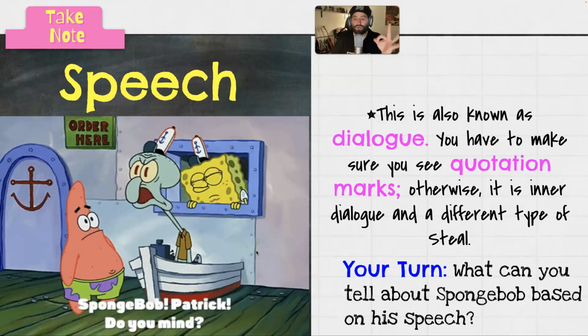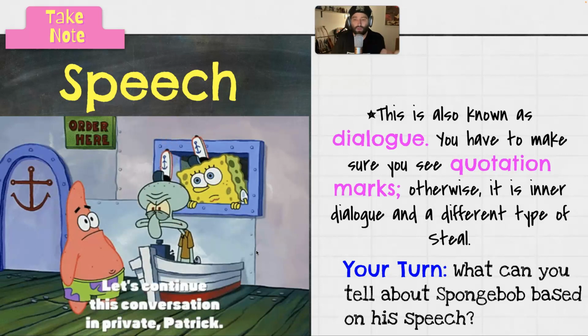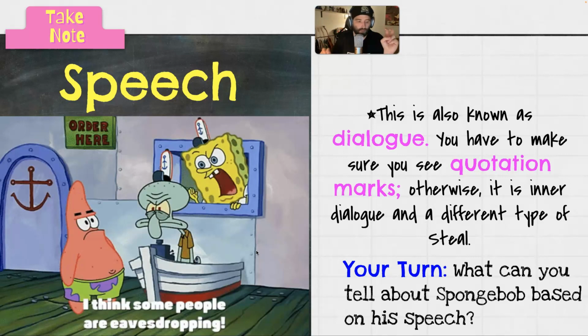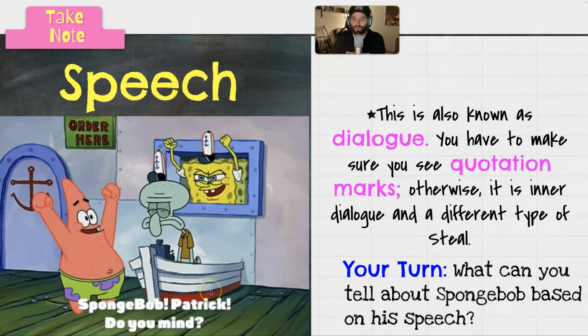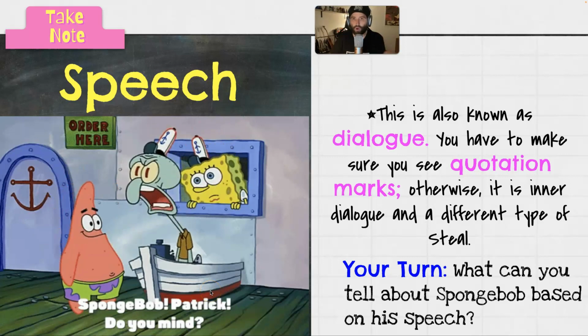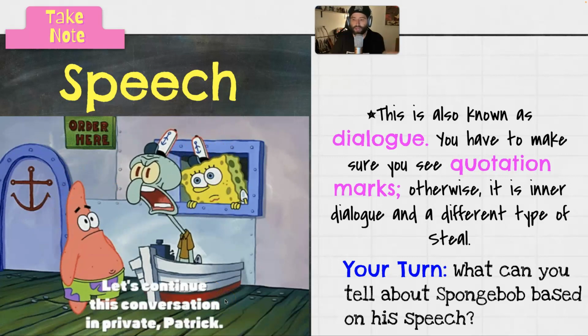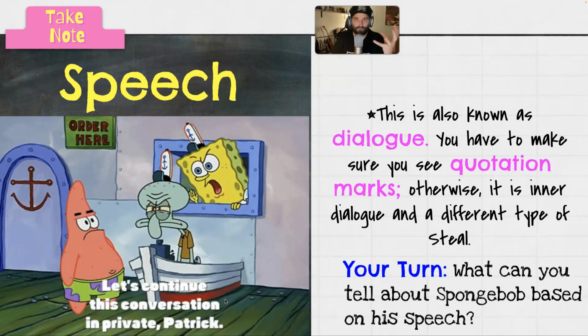You have to make sure you see quotation marks. Otherwise, it is inner dialogue and a different type of STEAL. If you do not see those quotation marks, then do not think that it is speech. You have to see it here. And then here you have SpongeBob and Patrick arguing over Squidward. So you tell me, what can you tell about these two characters based on their conversation here?